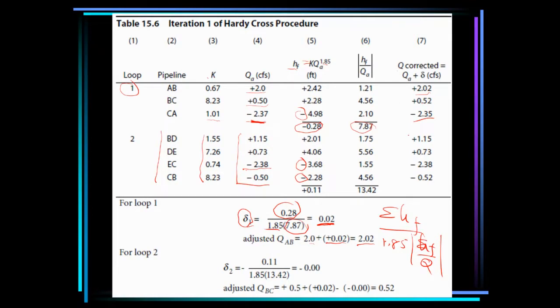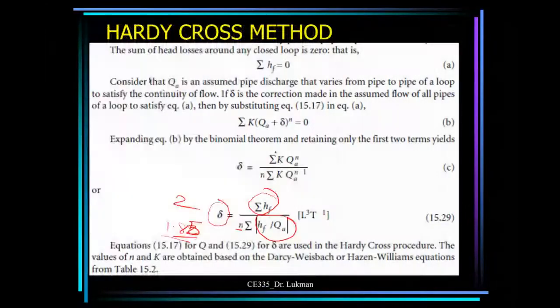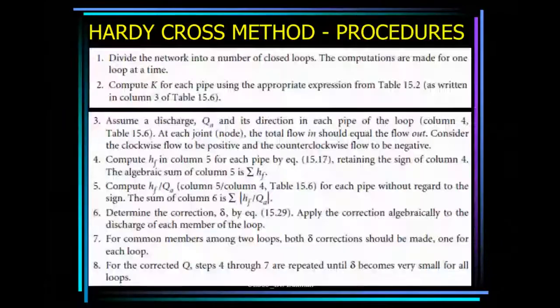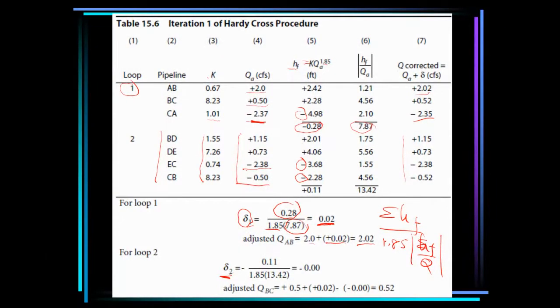And then we find HF over Q, and then we adjust the flow rates, because from here we can find the correction delta 2 for the second loop, okay? For the second loop, and don't forget in the formula here that there is a minus. Yeah, it just didn't show here, okay, but there is a minus sign. So we also find delta 2 for the second loop, which is 0.